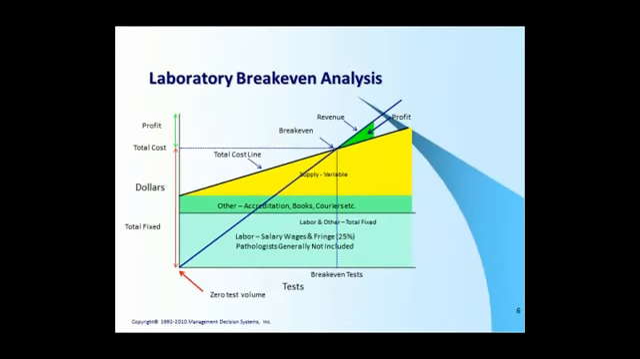Let me give you a quick overview of the break-even model. There are three costs associated with this model. There's labor, there's other, and there's supplies. Any cost that is not labor or supplies is considered other.